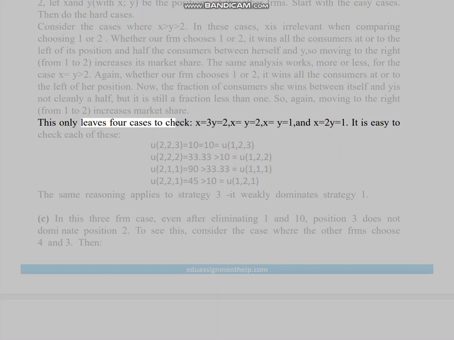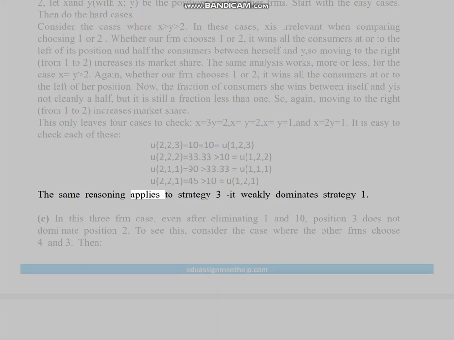This only leaves three cases to check: X equals 3, Y equals 2; X equals Y equals 2; X equals Y equals 1; and X equals 2, Y equals 1. It is easy to check each of these. The same reasoning applies to strategy 3. It weakly dominates strategy 1.